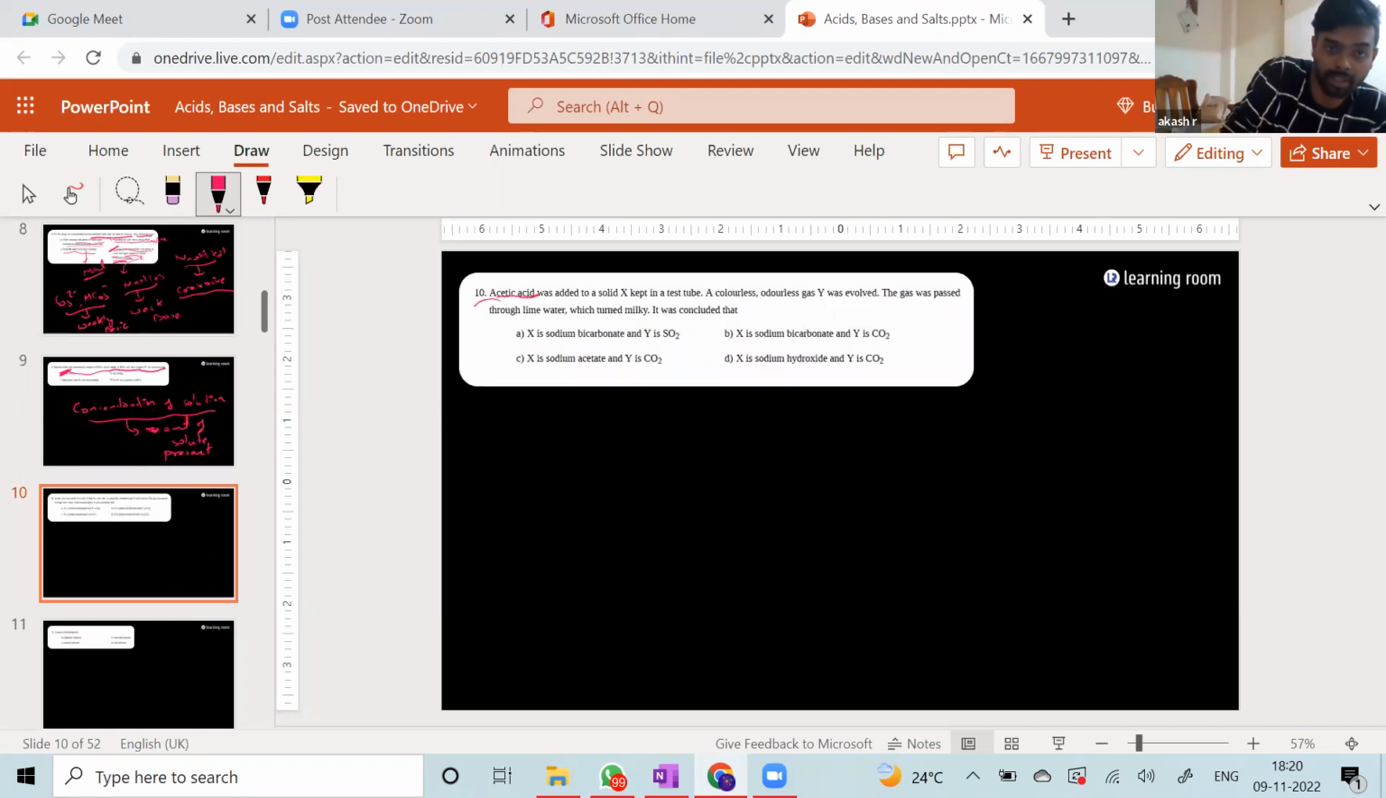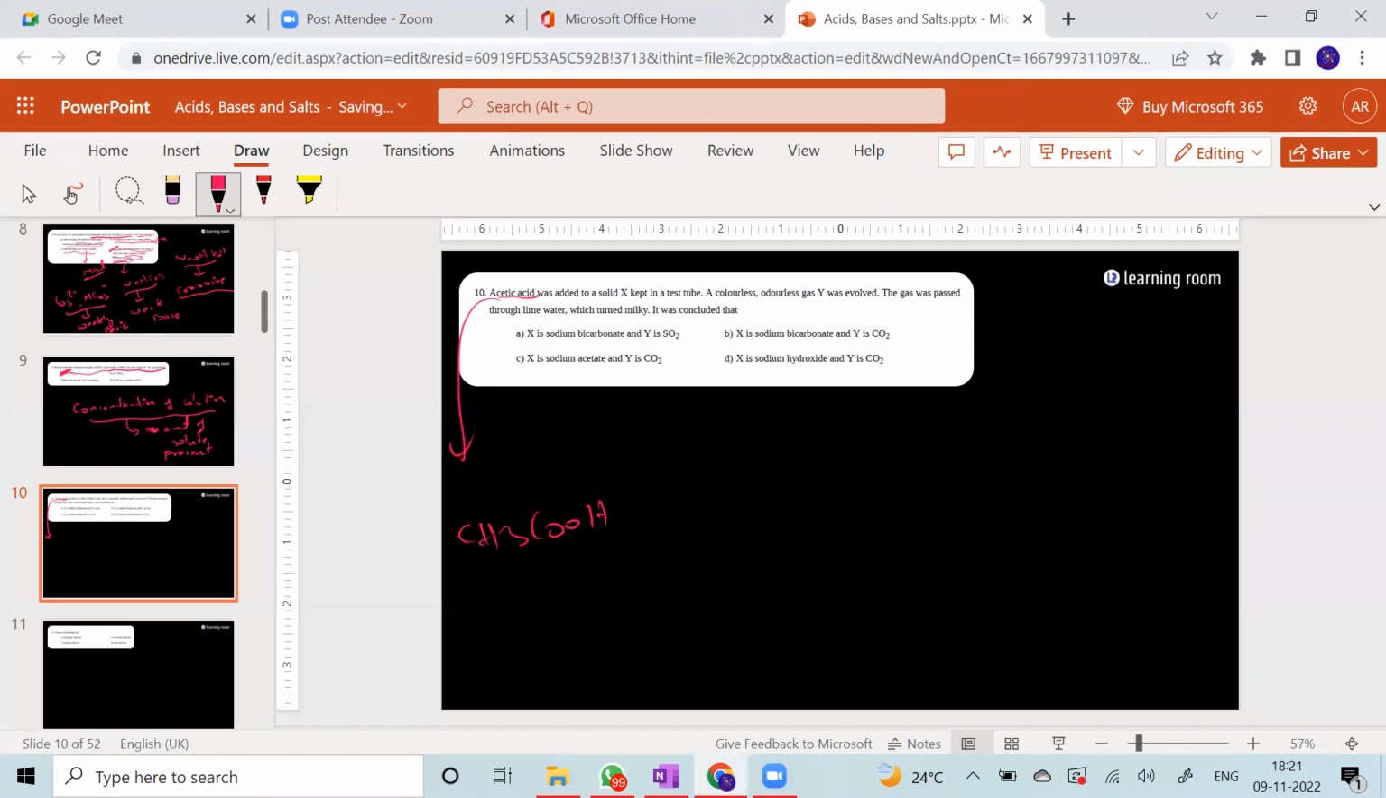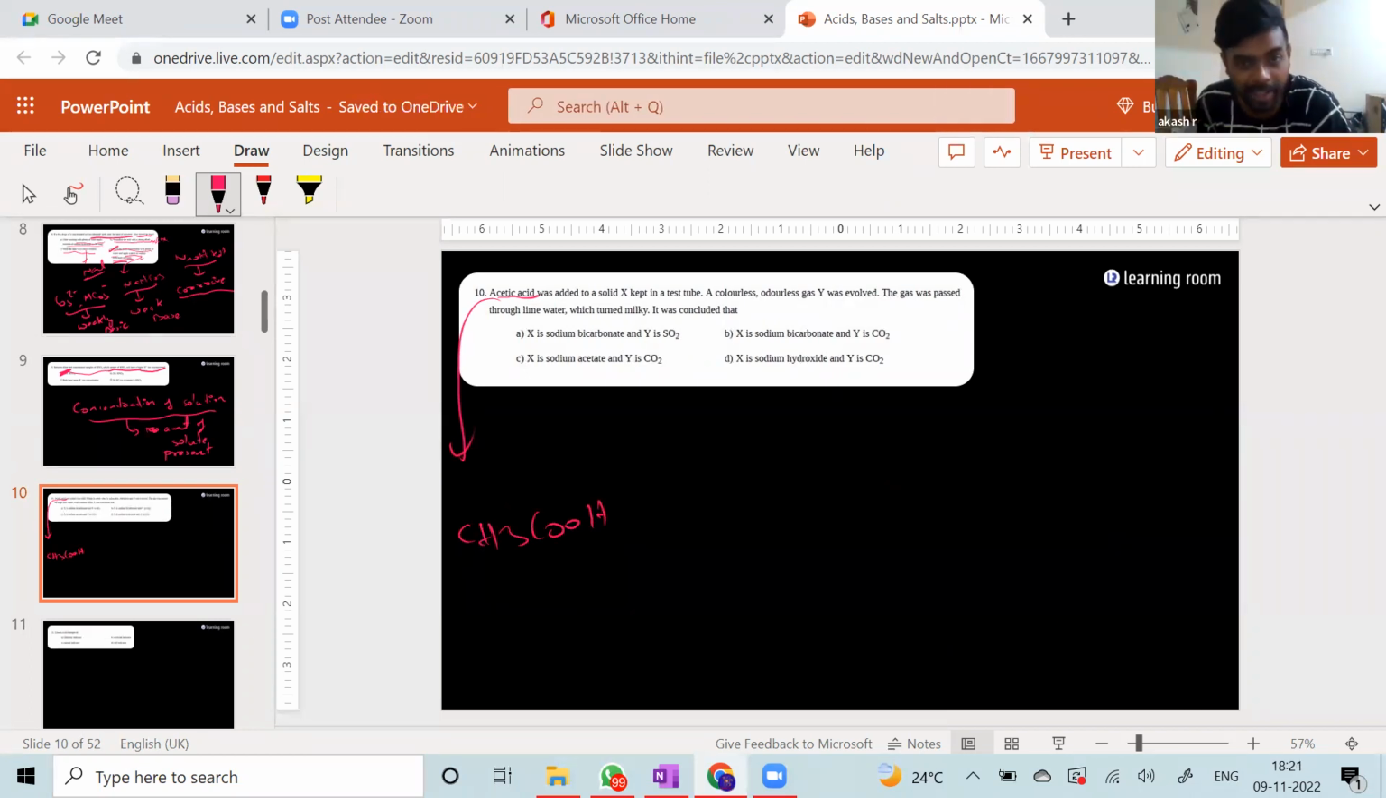Acetic acid, what is the formula? CH3COOH. Right, fine. It was added to a solid X kept in a test tube. A colorless, odorless gas Y was evolved. The gas was passed through lime water, which turned milky. The gas is carbon dioxide, definitely. So many times you would have seen this.